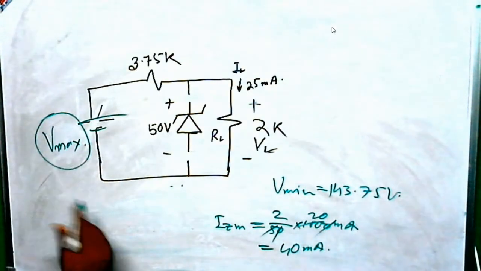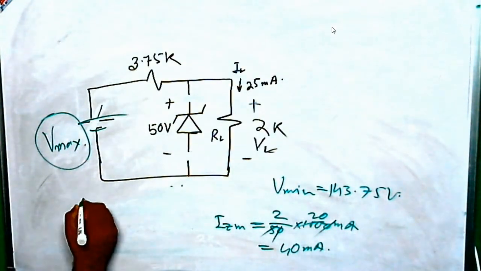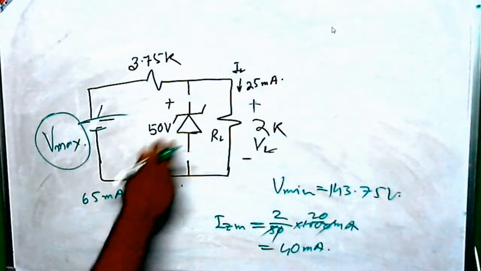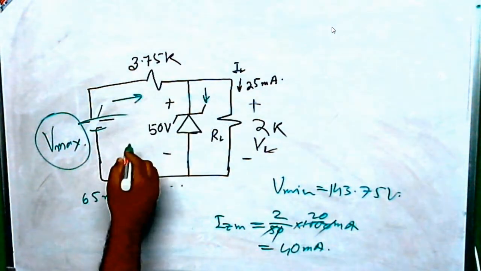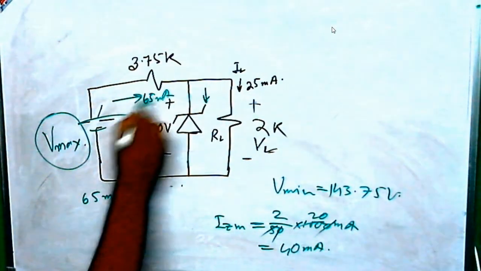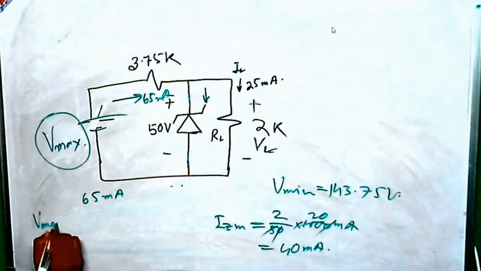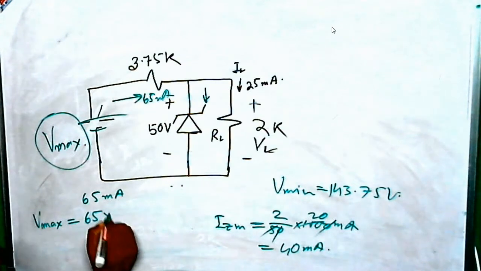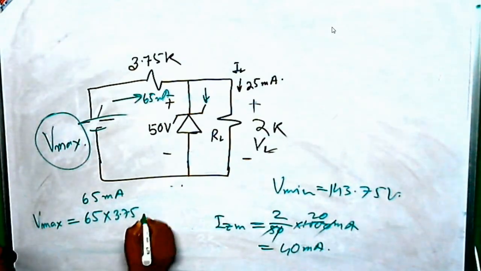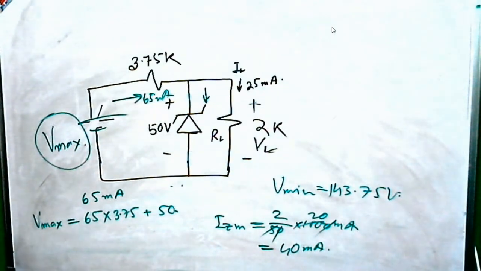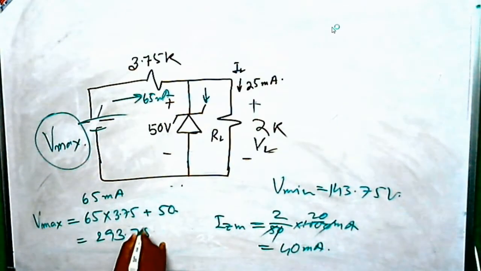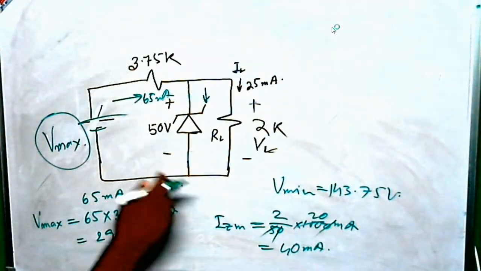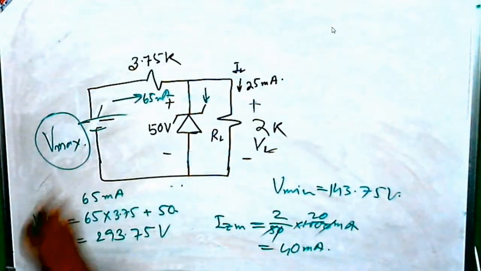40 plus 25, that is your 65 milliampere current. So this 65 milliampere means this current plus this current is basically your this current, 65 milliampere. So you can see that V max is basically 65 into 3.75, plus 50. So you can calculate, this is basically 293.75 volt, assuming that the maximum power dissipation of this Zener diode is 2 watt.